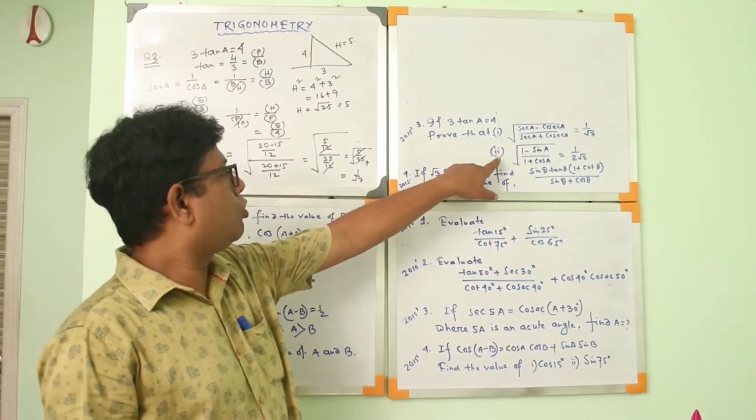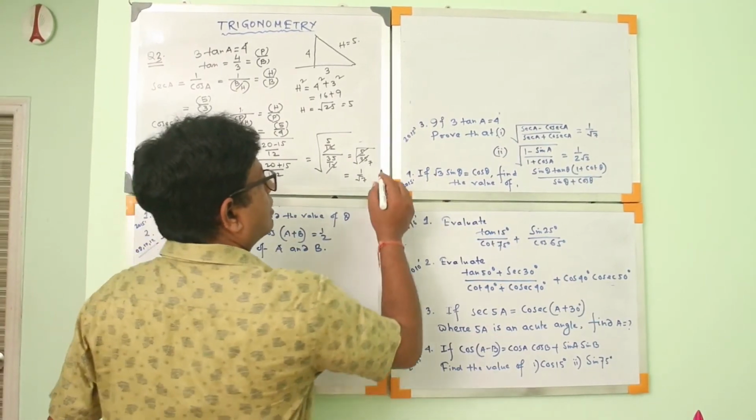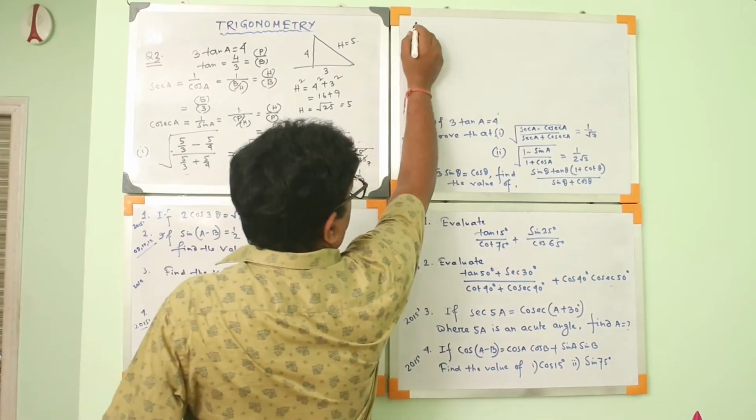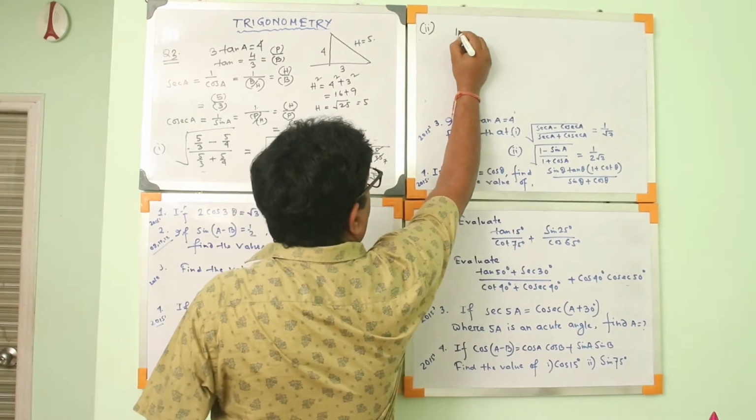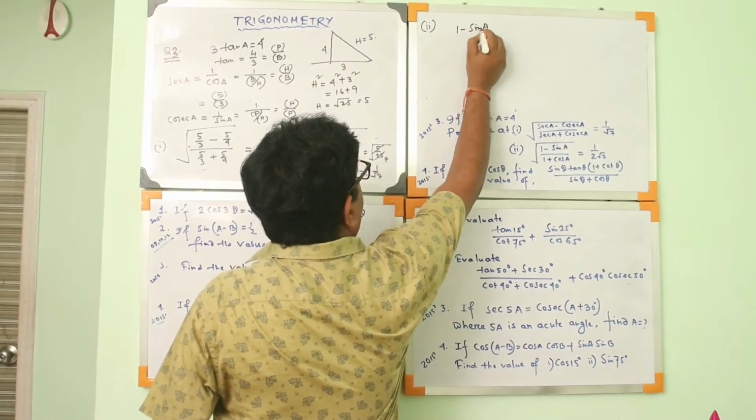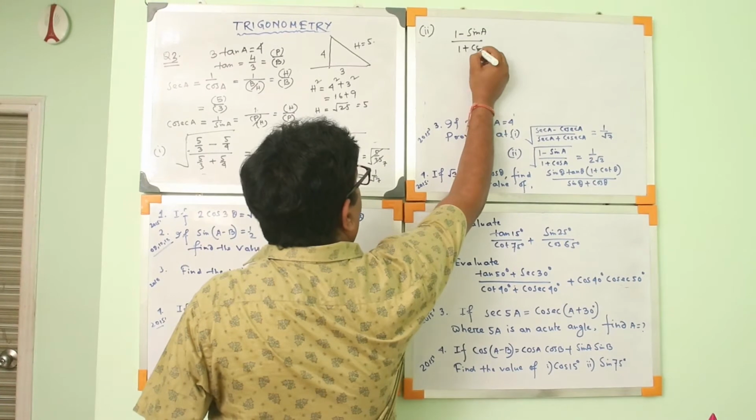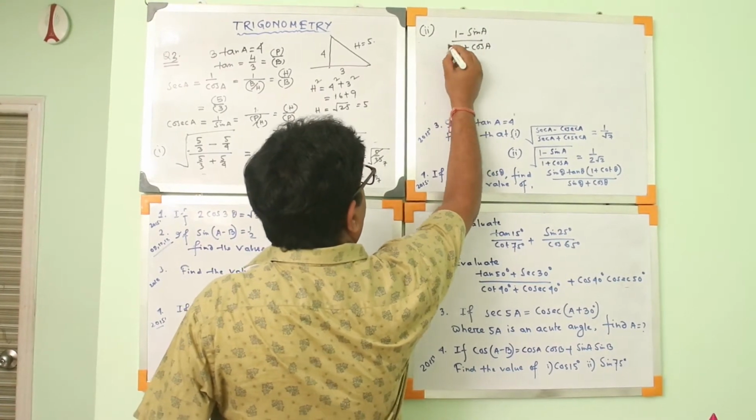Next, I am going to solve the second part. Second part means, this one, 1 minus sin A by 1 plus cos A, this one.